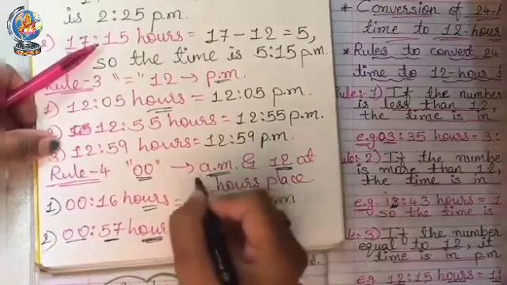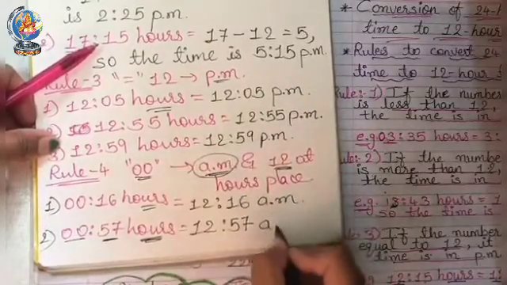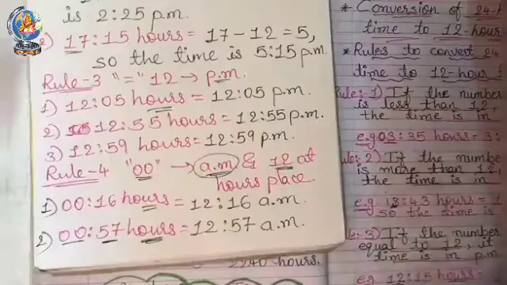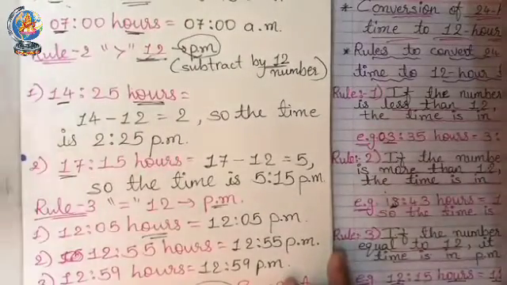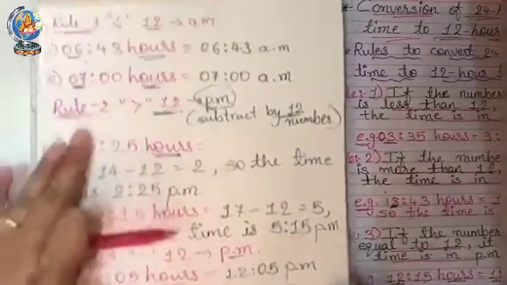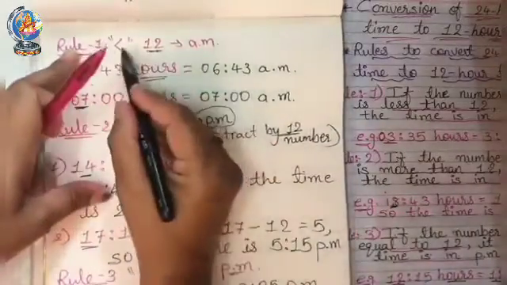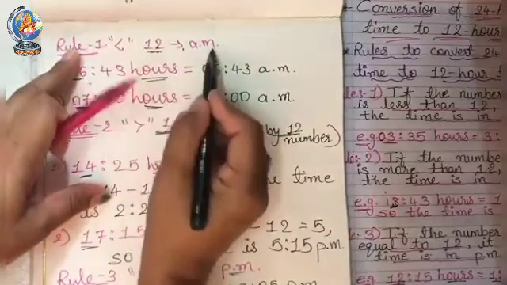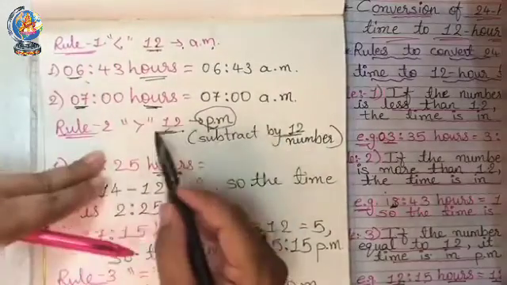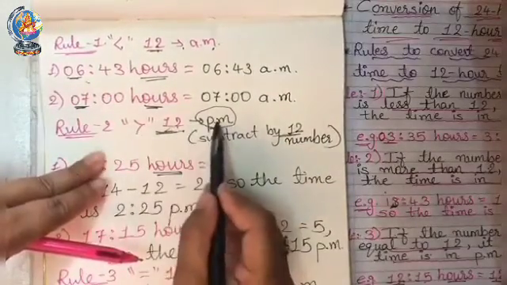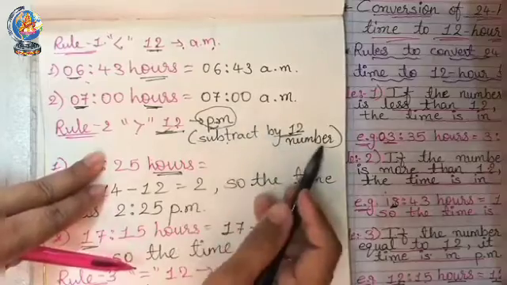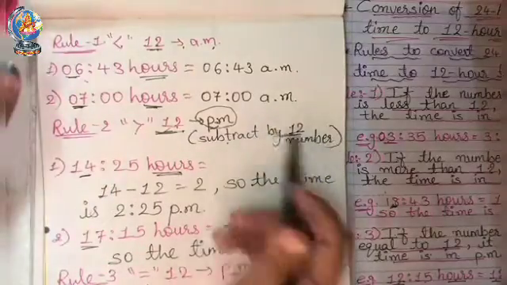Clear? Again, let me revise all the things. Rule number 1: if it is less than 12, then write AM. Rule number 2: if it is greater than 12, then write PM and subtract 12. Okay? Rule number 3: if it equals 12, then you have to write PM.